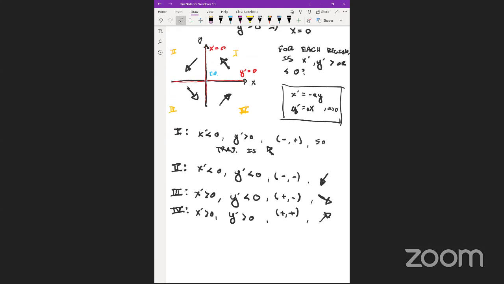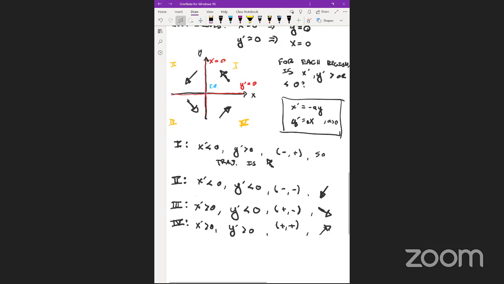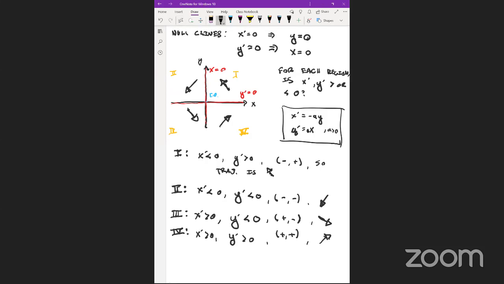That basically what we're seeing as we move around from region 1 to region 2 to region 3 to region 4, every time we cross a null line, the sign of one of these two variables changes. And this is actually by definition, right? Because these null clines are where one of the derivatives is 0. So if x is going to change from positive to negative, or y is going to change from positive to negative, then we have to cross a null cline.